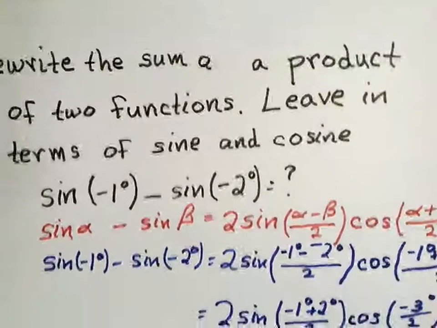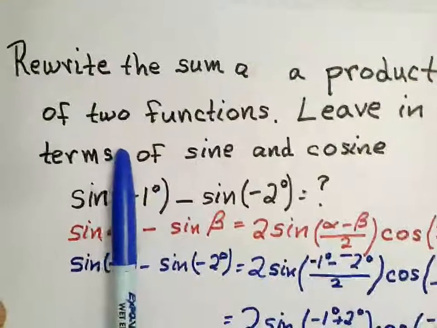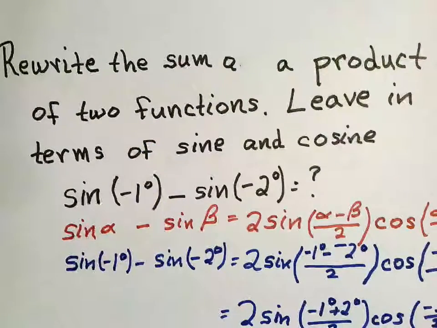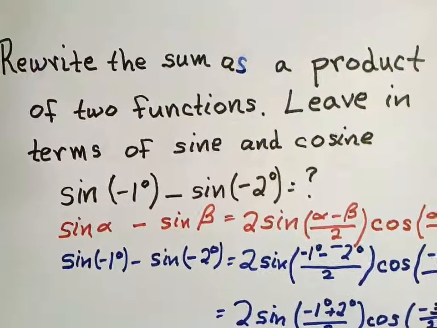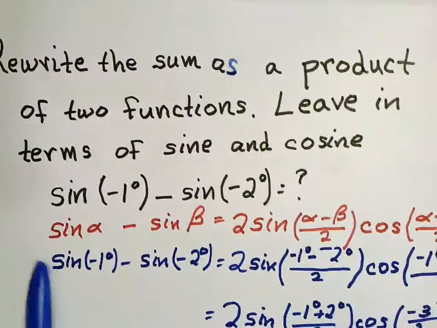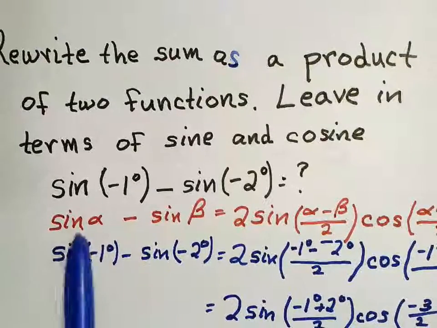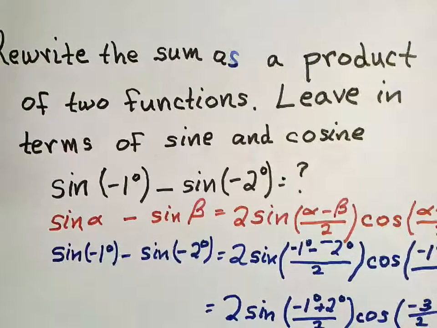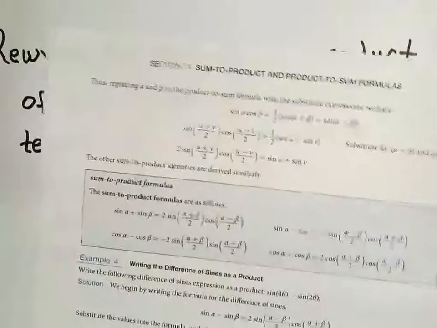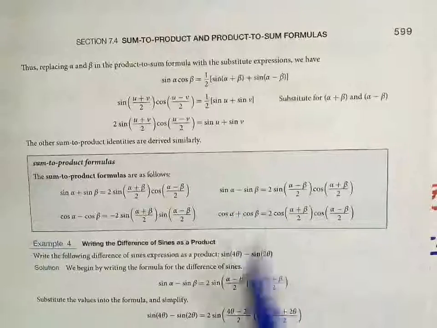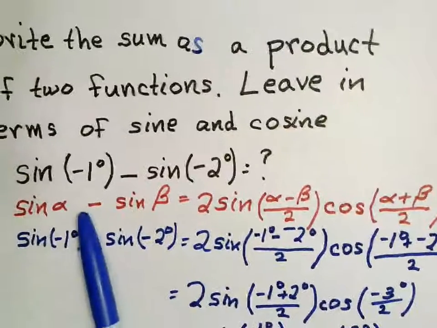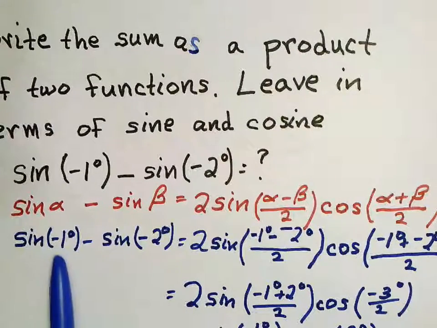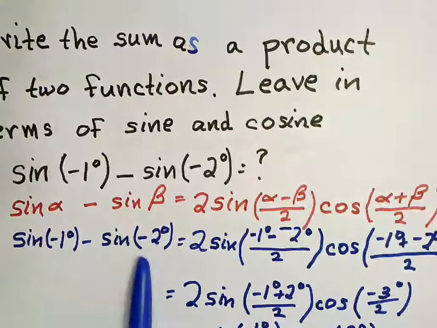Here, I say rewrite the sum, and I should say rewrite the sum as a product of two functions. Leave it in terms of sine and cosine. Well, here I have a sine minus a sine. So I go to my formulas. Here it is right here, a sine minus sine. So I'm going to write that formula down, which is here. And the alpha is a negative 1 degrees, and the beta is a negative 2 degrees.